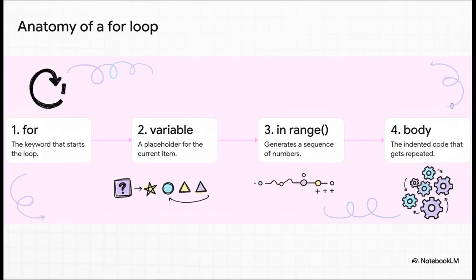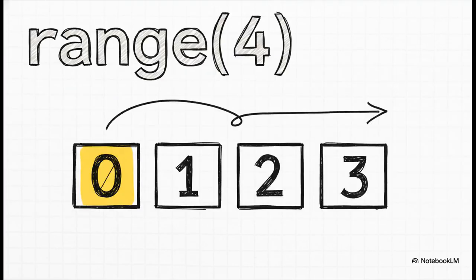So this is the anatomy of what's called a for loop in Python. It's got 4 simple parts. The for keyword, just to kick things off, a variable that acts as a counter to keep track of which repetition we're on, a range function that says how many times to repeat, and finally the indented body of code that actually gets repeated. Okay, let's see it in action.